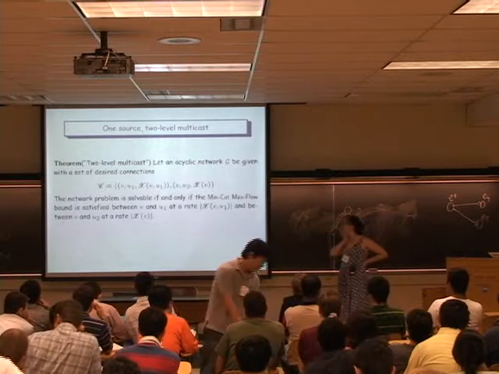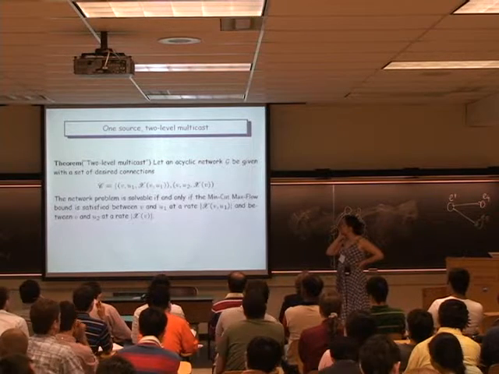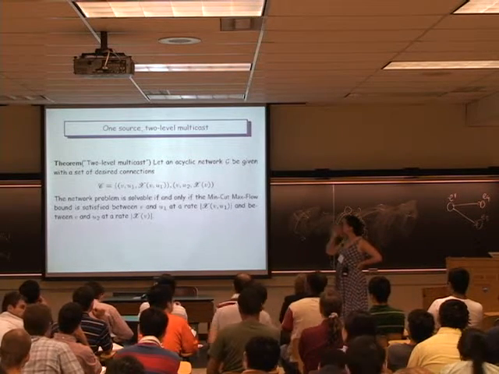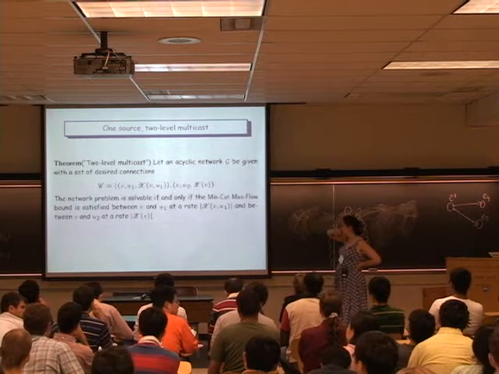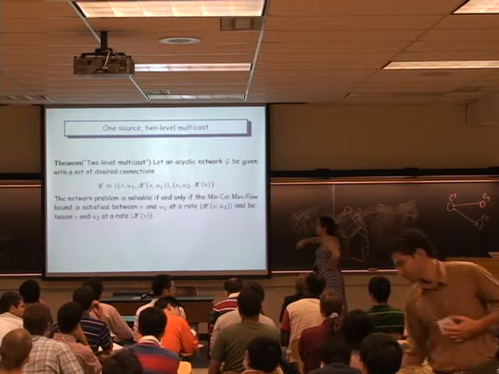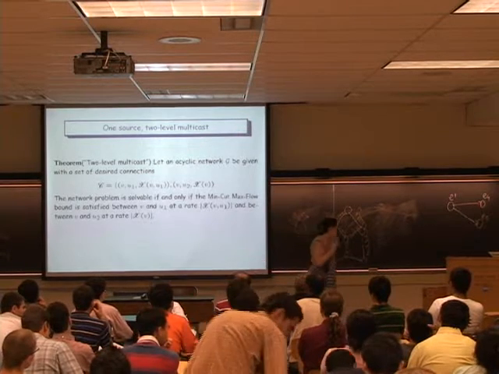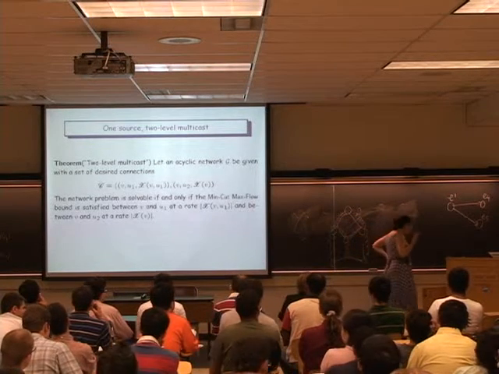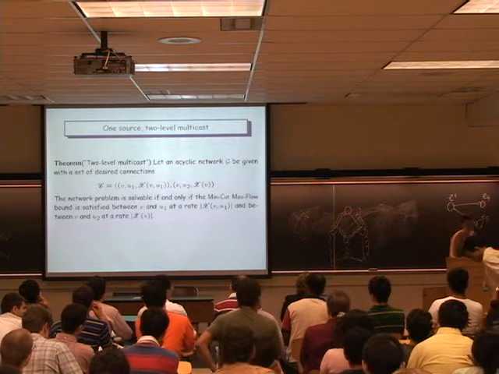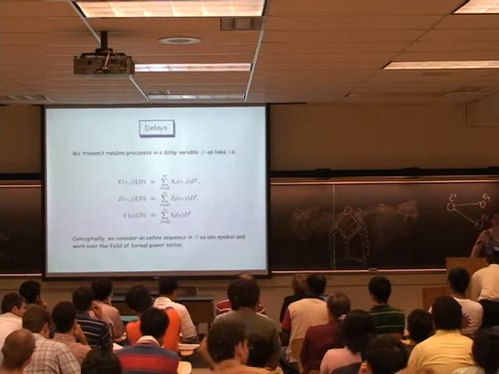We can have an acyclic network, which is given with a set of desired connections. And the network problem is solvable, again, if and only if the max flow bound is satisfied between V and U1. I'm not going to go much into the reason why it in general doesn't work, but you'll see later.